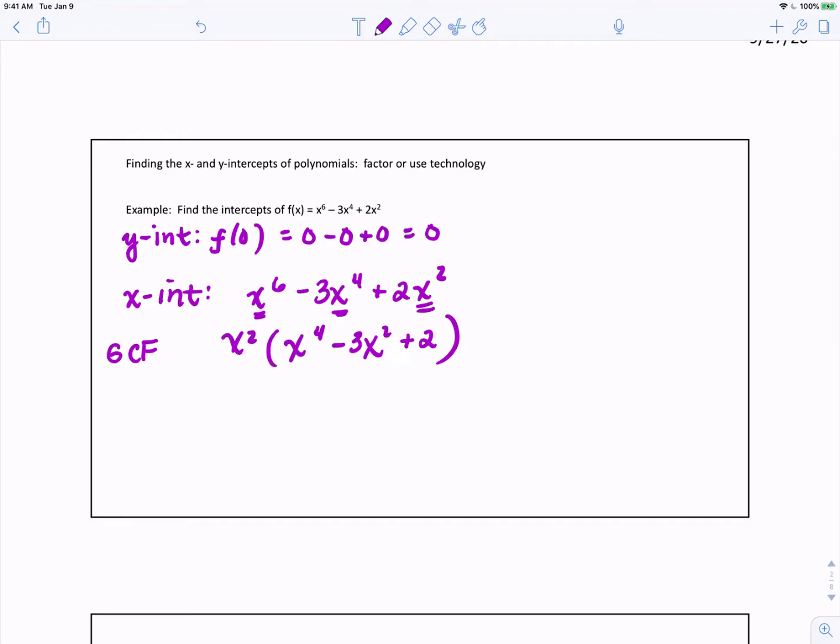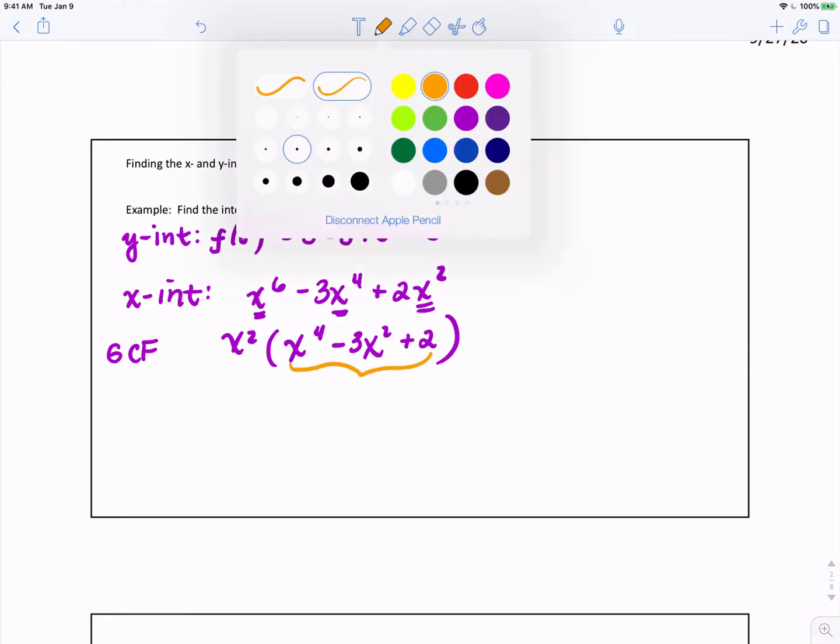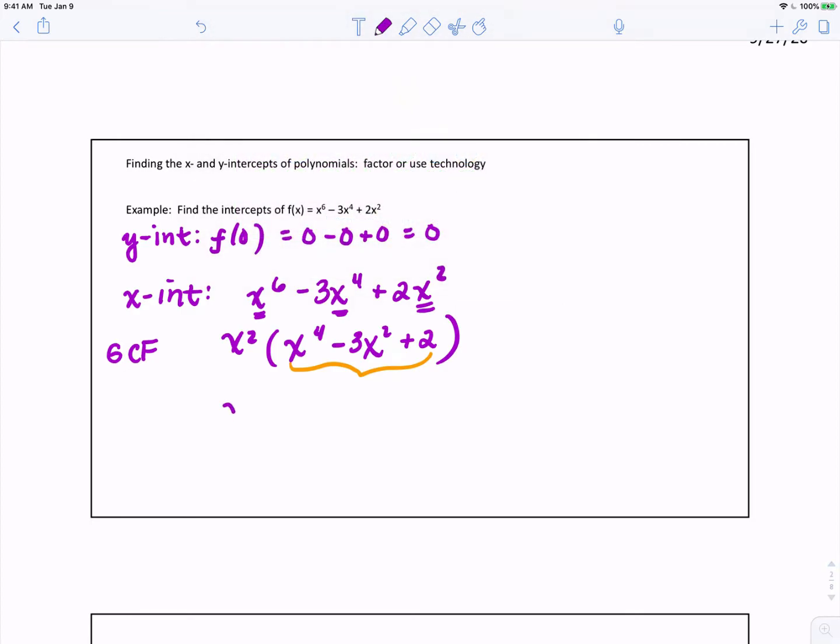And now, when we look at this trinomial here, we notice that it looks factorable also. If we were to factor this one, this would factor as x squared minus 2 and x squared minus 1. We could check that for a moment if we weren't sure. Negative 2x squared minus 1x squared, so that does give us negative 3x squared. And the signs are correct, so this is how we would factor.